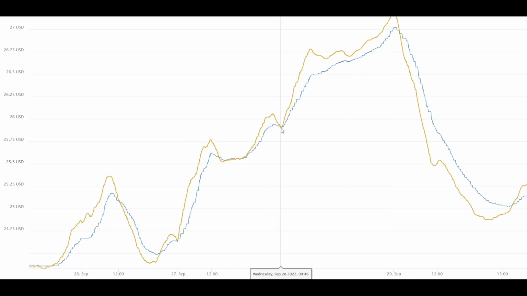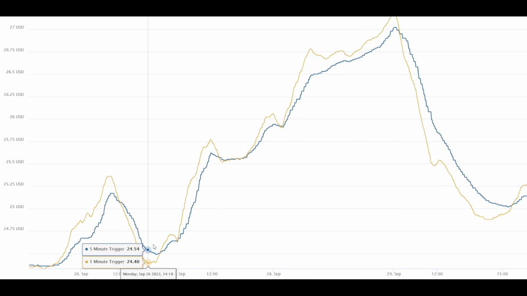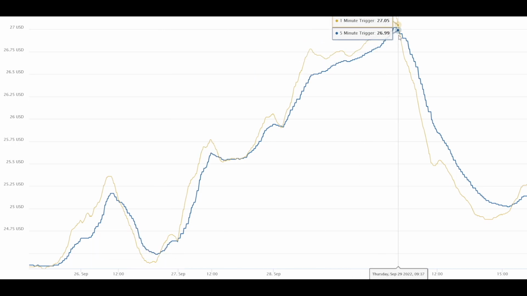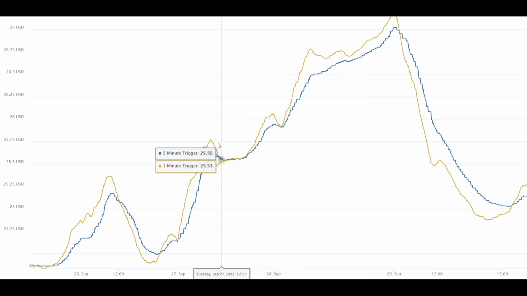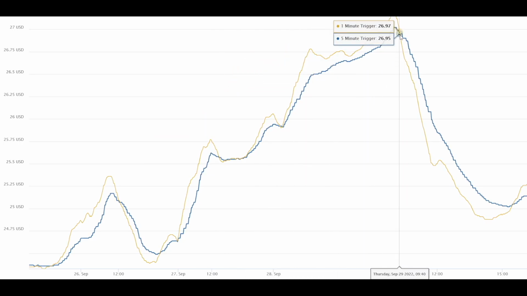So either way, here we have another airplane. Here, it gets pretty close. This is still considered an airplane as the 1 minute trigger comes down to the 5 minute trigger. And over here is where you get the trigger cross and you'd sell. So let's say you were trading GME, from September 26th, you would have bought at 25, and that's on September 29th. So 3 days later, you would have sold right here at 27.